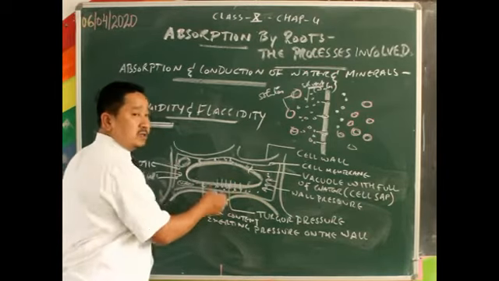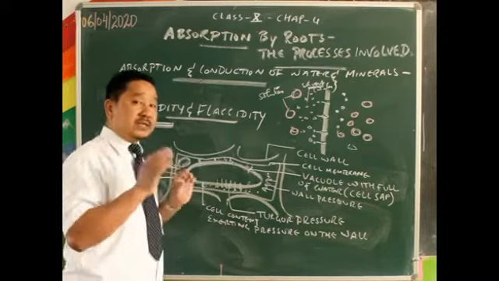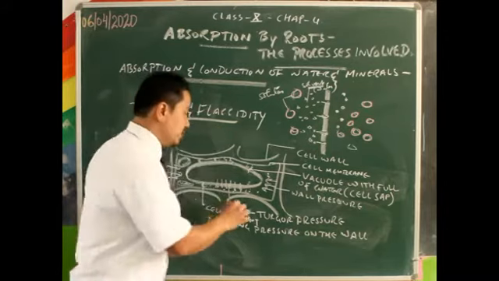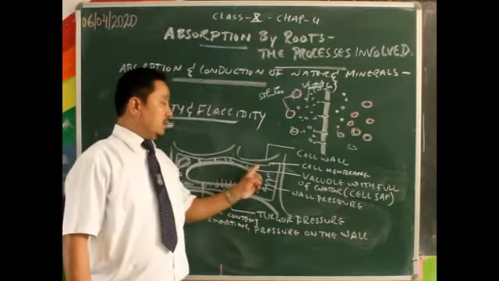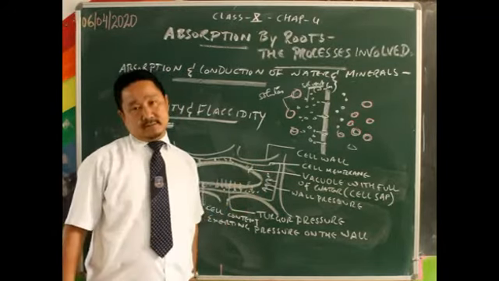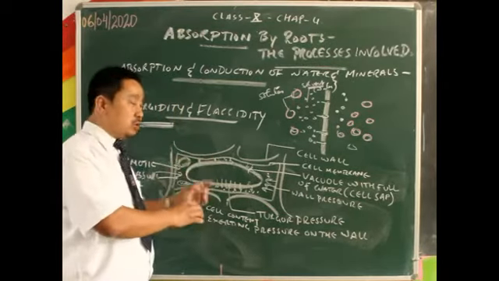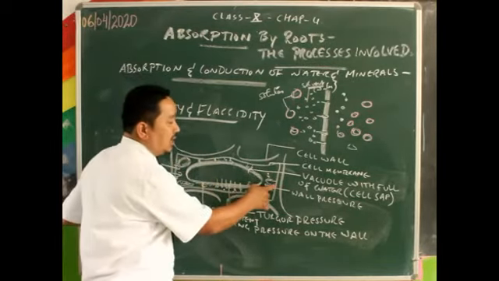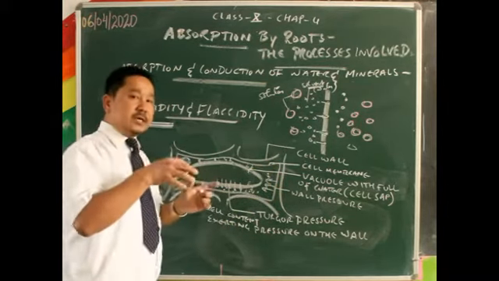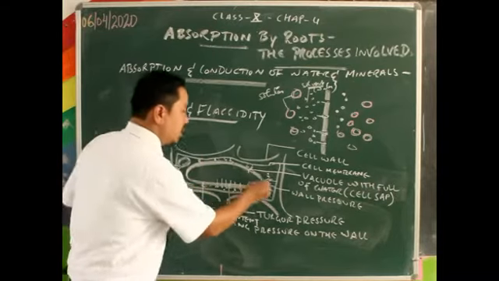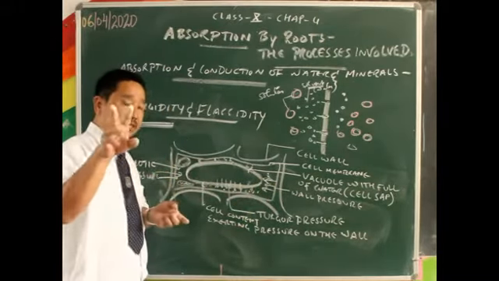So all because of the absorption of water, enough absorption of water, the pressure will be built up. That pressure will start striking the wall of the cell. And to equalize it, to counterbalance it, the wall of the cell also returns the pressure, that will also apply the pressure to the cell content inside.